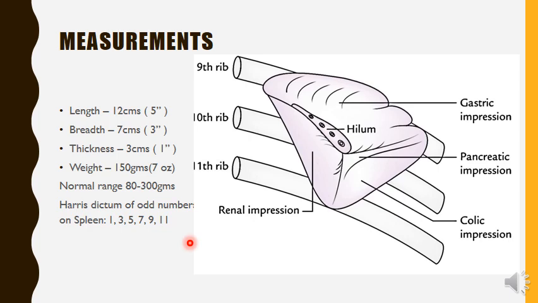But there are certain diseases wherein enlargement of the spleen results. Where the spleen is enlarged pathologically, it is called splenomegaly. Like in malaria, there will be enlargement of the spleen. So these are called splenomegaly.